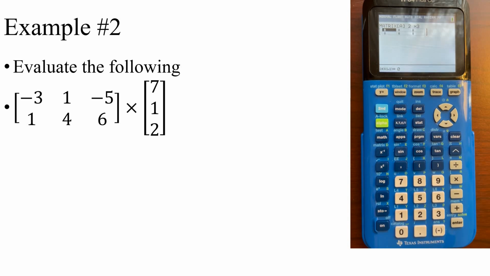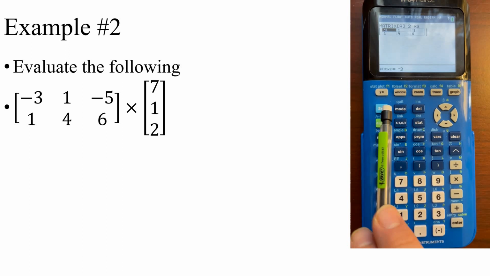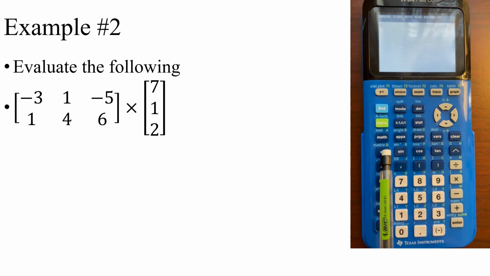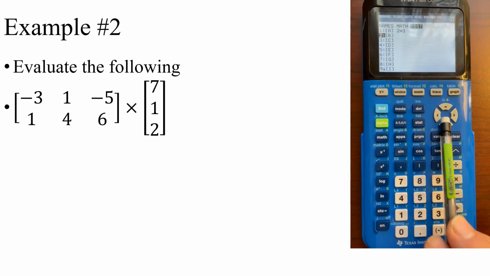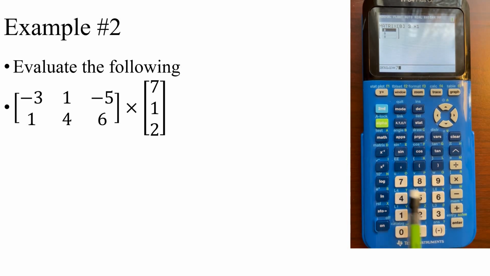And then replacing all the zeros with our negative 3, 1, negative 5. And then our 1, 4, 6. So that's our matrix A. We're going to quit out of there and then go back into matrix to edit and create matrix B, which has 3 rows and 1 column. So we'll just do 7, 1, and 2 to create that one.